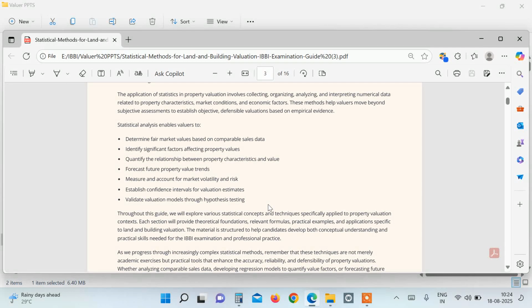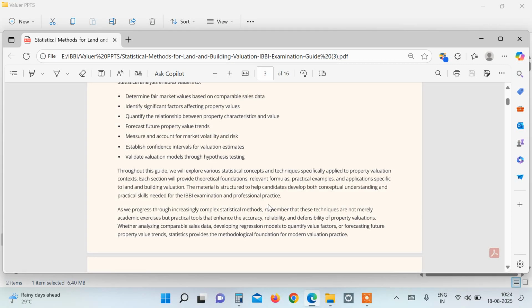hypothesis testing. Throughout this presentation, we will explore various statistical concepts and techniques which are specifically applied to property valuation. Each section will provide theoretical foundations, relevant formulas, practical examples, and applications specific to the field of land and building valuation. The material is structured to help candidates develop both conceptual understanding and practical skills, which are also essential for the IBBI examination and professional practice.